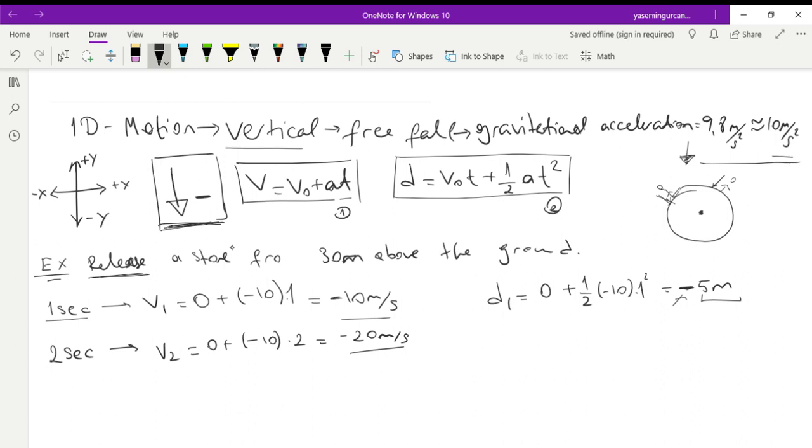Acceleration is basically telling you how fast your velocity is increasing and or decreasing. And in this case, it's increasing by 10 each second, and it increases in downward direction. And the distance after 2 seconds that this object is going to fall is going to be square of 2, and that's going to be then minus 20 meters. Once again, it's going to fall 20 meters in downward direction.